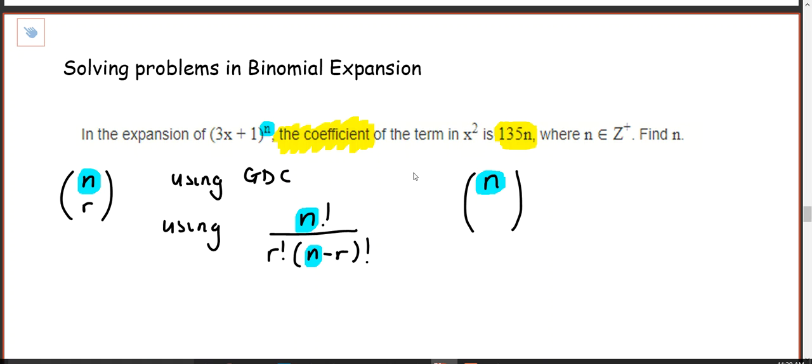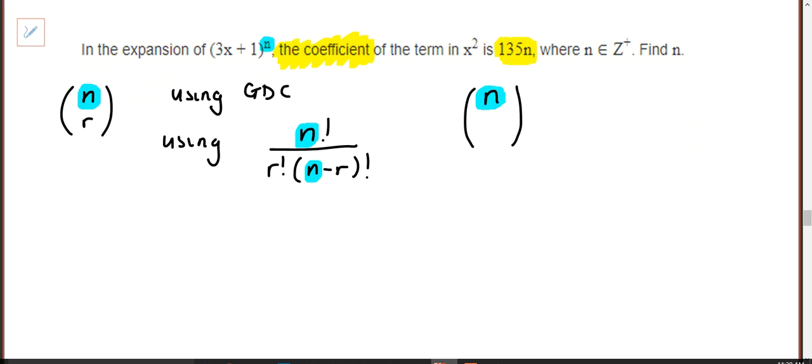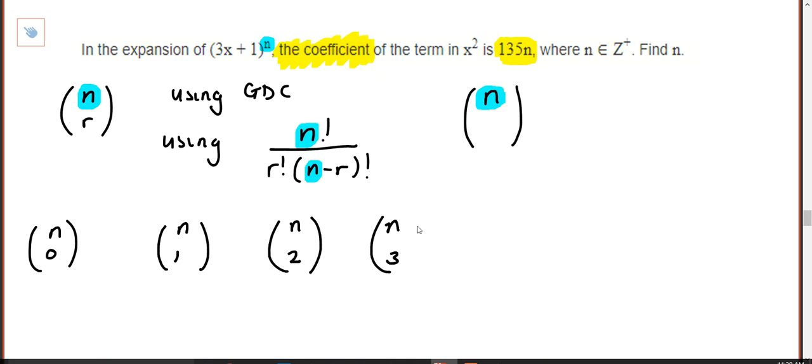n is always the same for every single term along a row of the expansion, but r is where it is in the expansion. So r changes. It starts with nC0, doesn't it? I might not put this in my working, but my expansion would be nC0, then nC1, nC2, nC3, and so on.